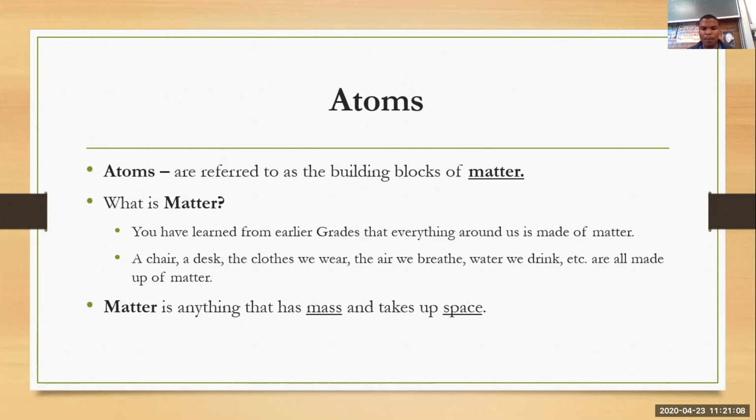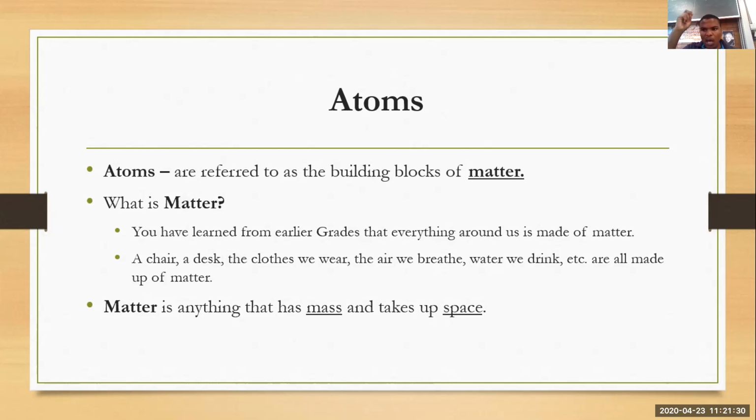When you go and stand on the body mass scale, you get the size of your body. It can be 54 kilograms, 60 kilograms, 42 kilograms. That's the mass of your body. And because wherever you walk or wherever you're standing, you are taking up space on the ground or on the floor or wherever you find yourself, that means you're an example of matter.